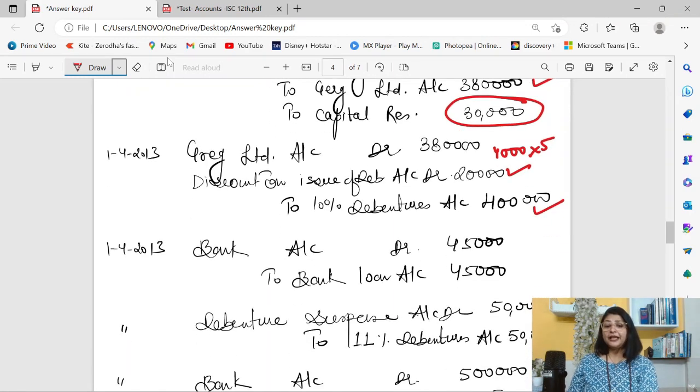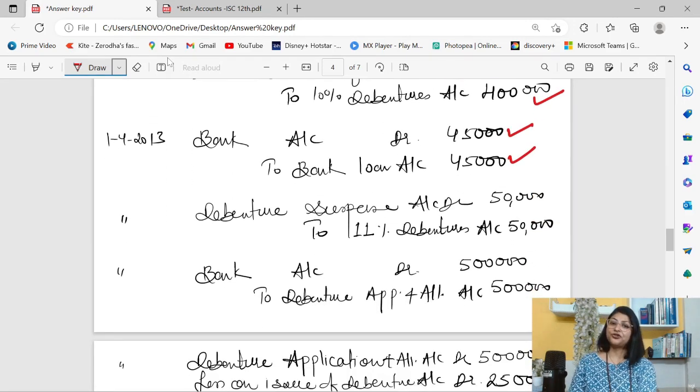Then after that we had also taken a bank loan. So the first entry for the bank loan is passed as bank account debit to bank loan, and this entry is for issue of debentures as collateral security. This is completely an optional entry, students, because the question had not specified whether the company follows the policy of passing the entry for this or not, but I had assumed that we should pass the entry, and I have passed it. If you have not passed it, then also your answer is correct. Debenture suspense to 11% debenture, 50,000 debentures worth 50,000 rupees were issued.